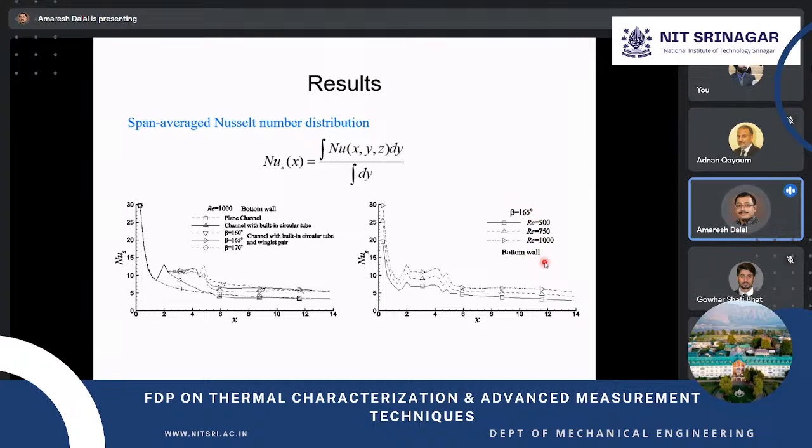And as we know, if you increase the Reynolds number, there will be more heat transfer, and obviously you can see that from here. You can see this region is the built-in cylinder as well as the winglet, and how it is affecting. From this figure it is evident that you are getting this due to the presence of longitudinal vortices.